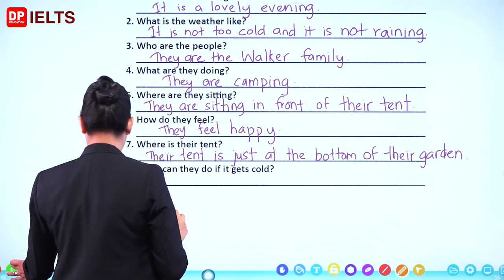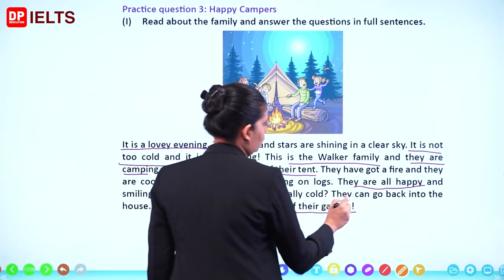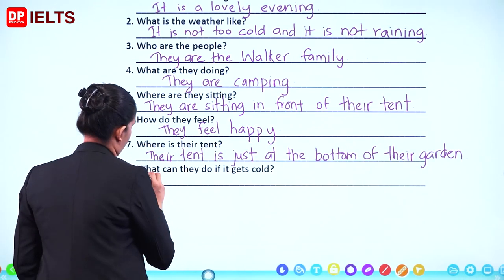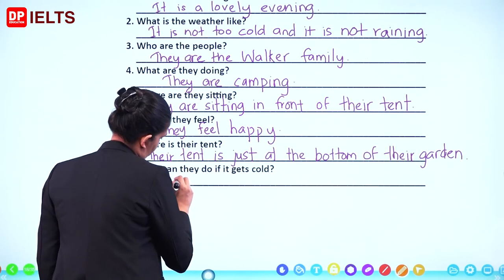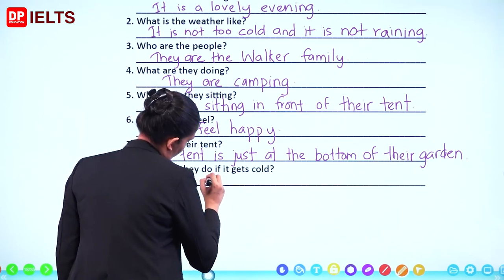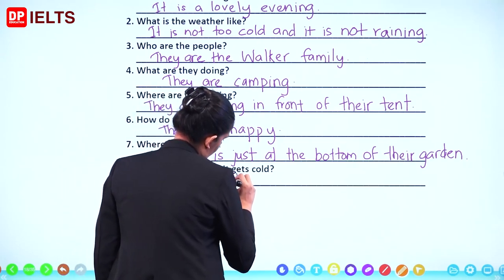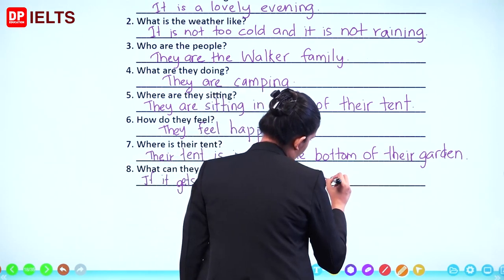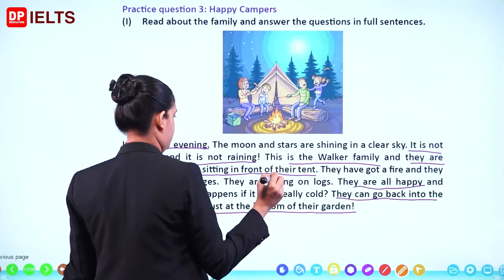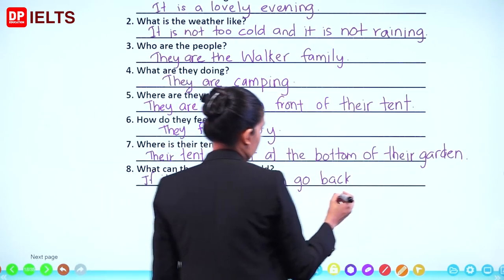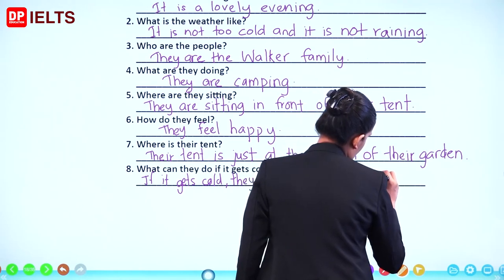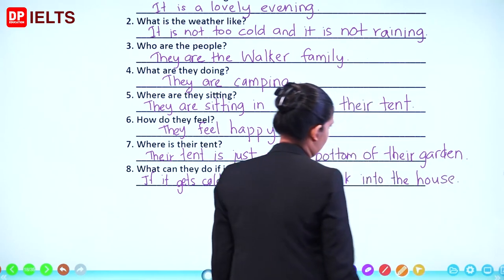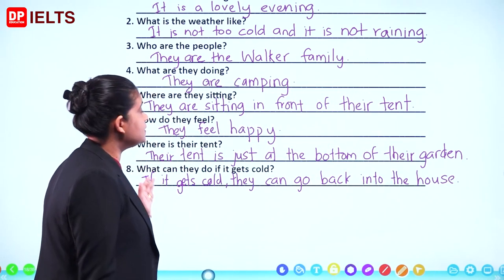What can they do if it gets cold? They can go back into the house. Okay. If it gets cold, they can go back into the house. Right? They are full sentences.